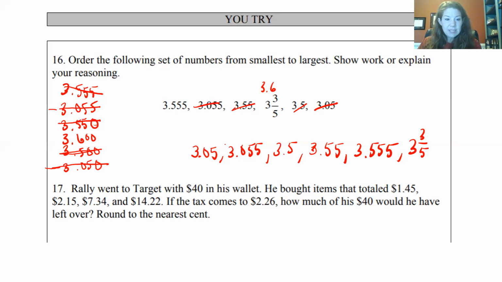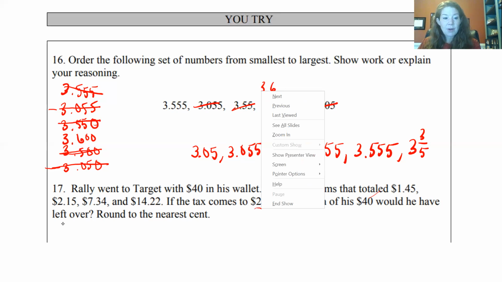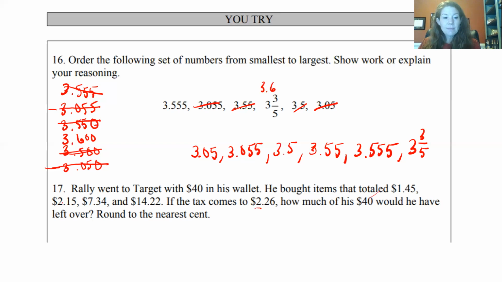All right, number 17, Rowley went to Target with $40 in his wallet. He bought items that totaled a certain amount. If the tax comes to $2.26, how much of his $40 would he have left over? So we're going to add up all the prices and tax, because we have to pay tax.